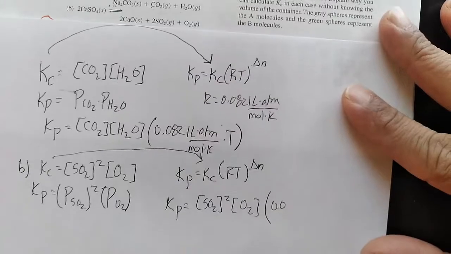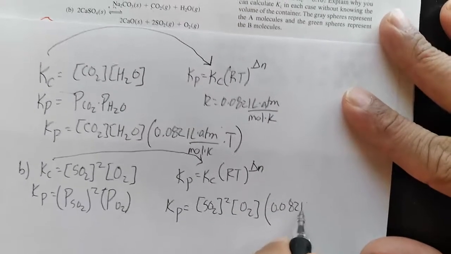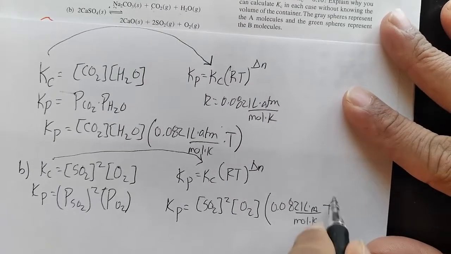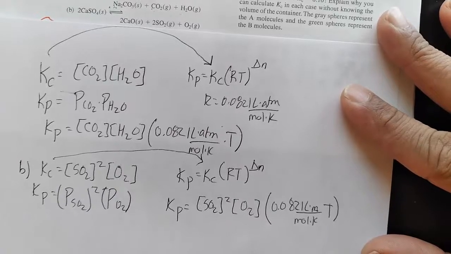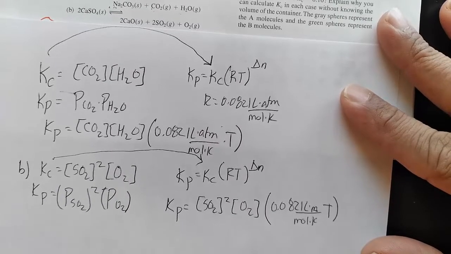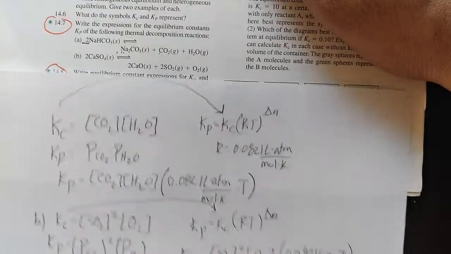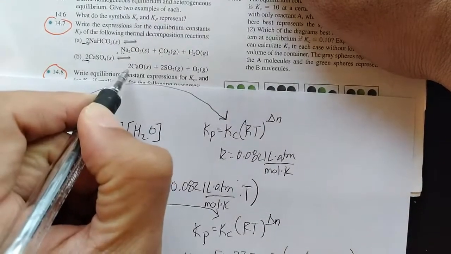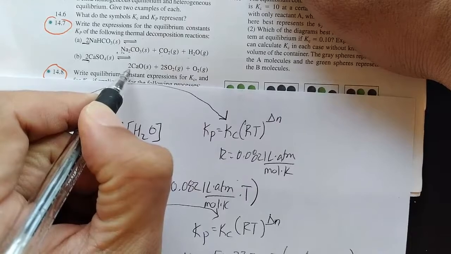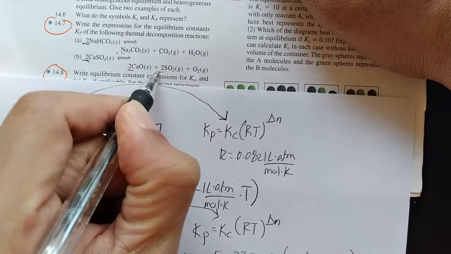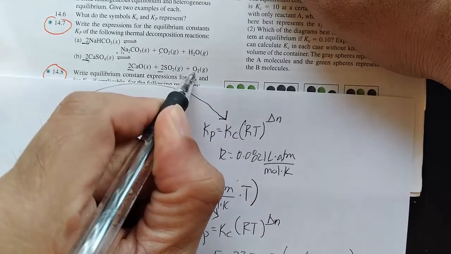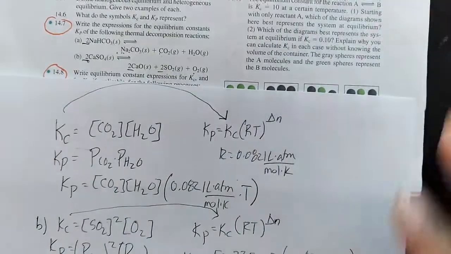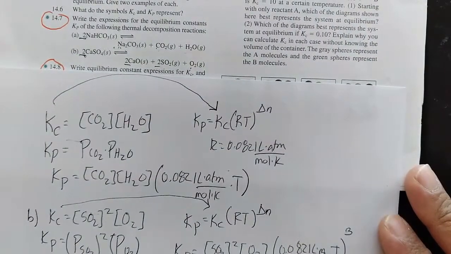R is 0.0821 liters atmosphere per mole Kelvin times T. They don't give us a temperature here, but it has to be in Kelvin. And what is delta N, the change in the number of moles? So we have 2 moles here, reactant side. Remember, it's products minus reactants. So 2 plus 2 is 4. 4 plus 1 is 5. So 5 minus 2 is going to be 3. So we have to cube this.